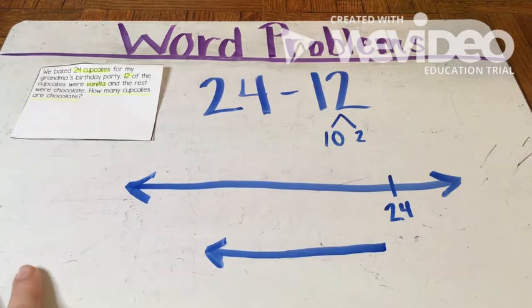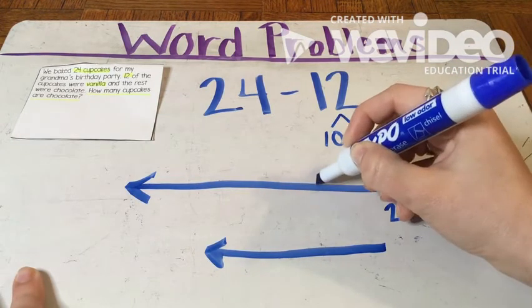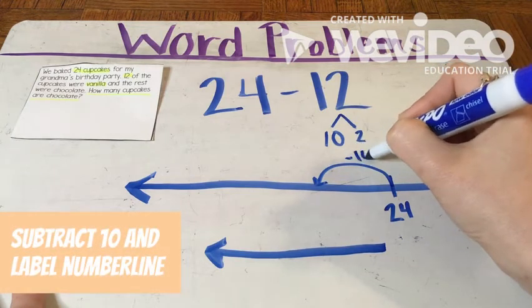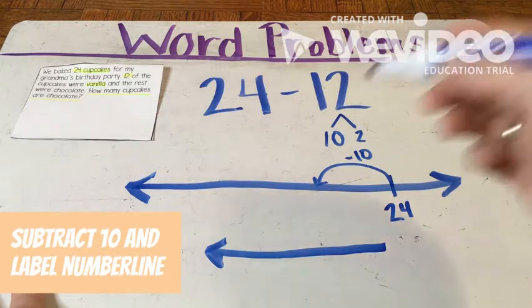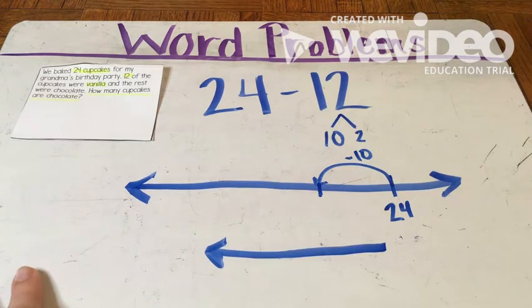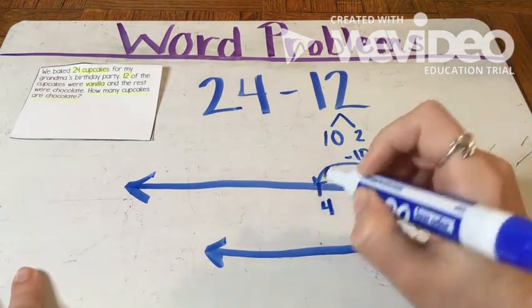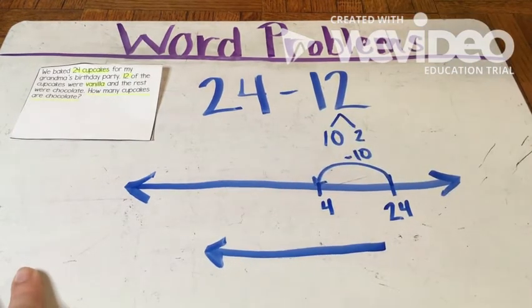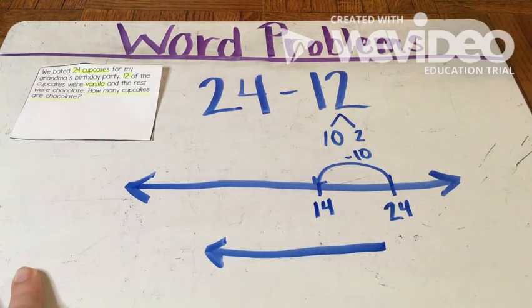So we're going to do 24 minus 10. So I'm going to start at 24 and I'm going to jump back. I'm going to label my jump minus 10 so that way I know what I've subtracted. So I know that 24 minus 10, well, I know the 4 is going to stay the same in my ones place, and I know that 20 is 10 more than 10, so 24 minus 10 must be 14.